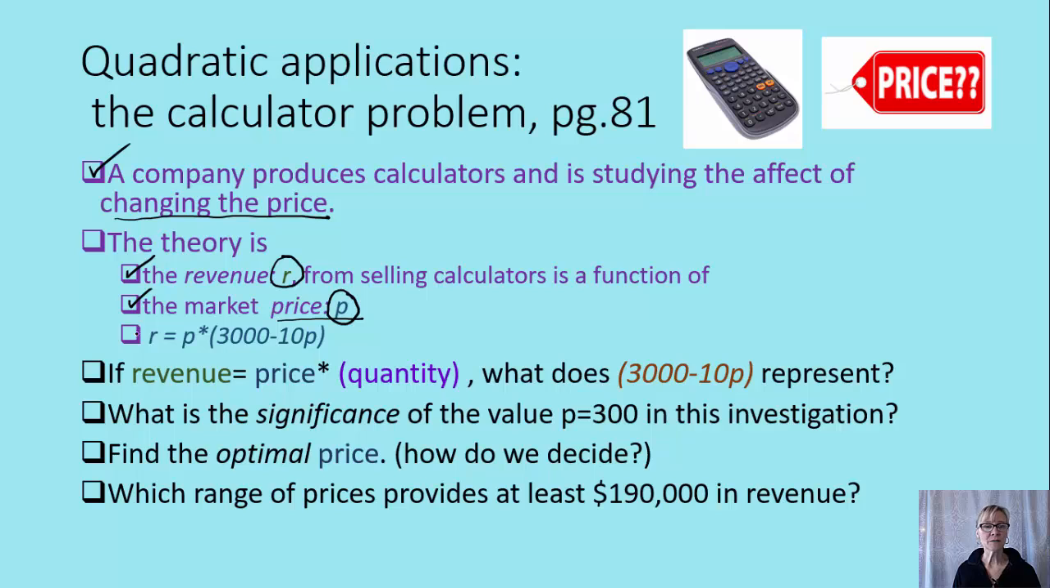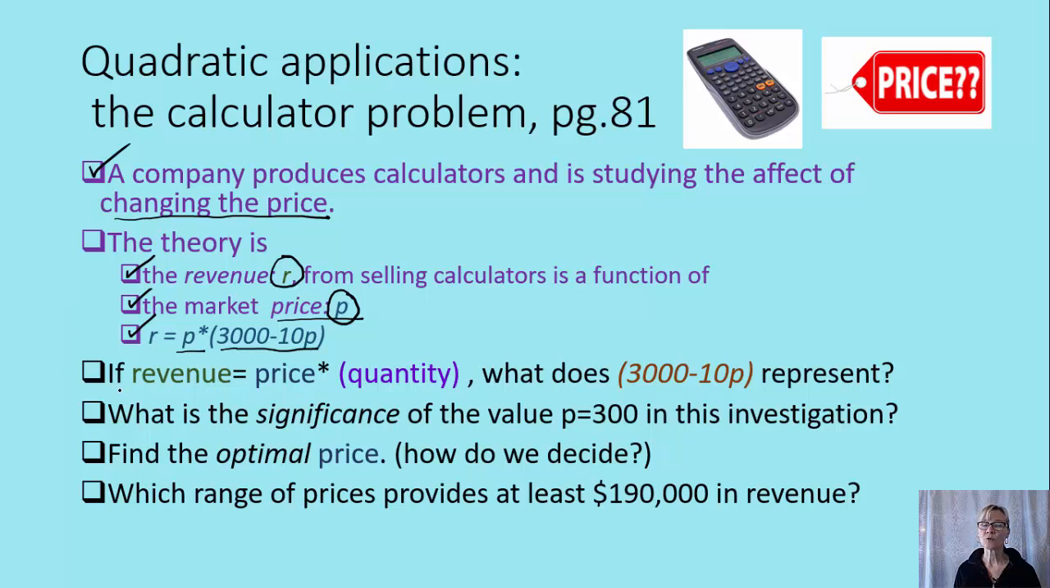And then there's a function for revenue. The function is revenue is equal to the price times this other little mysterious piece that we're going to investigate in a little bit. 3,000 minus 10 times the price. Okay, so that's the relationship between price and revenue.